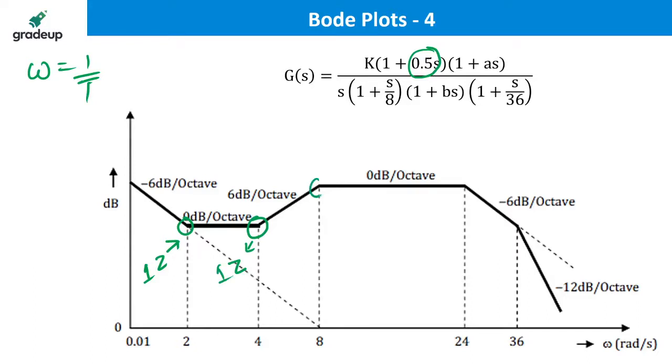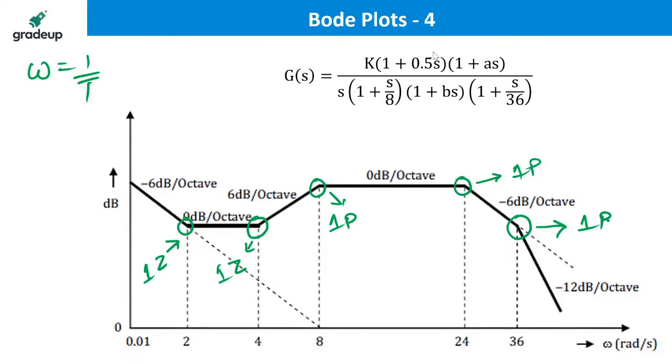Now here the slope is decreasing from 20 to 0, so this is one pole. Here also the slope decreases from 0 to minus 6, or 0 to minus 20 decibel per decade, so this is also one pole. And minus 6 to minus 12, a change of minus 6 dB per octave, which is minus 20 decibel per decade, so this is also one pole. For your reference, I have highlighted all the poles and zeros. And now let us do the mapping.